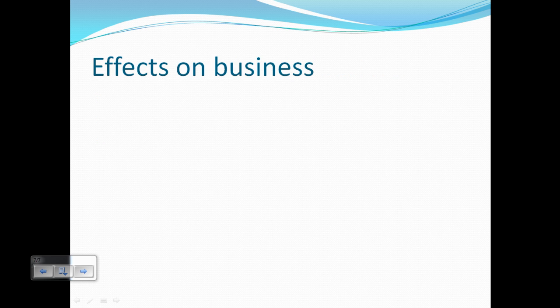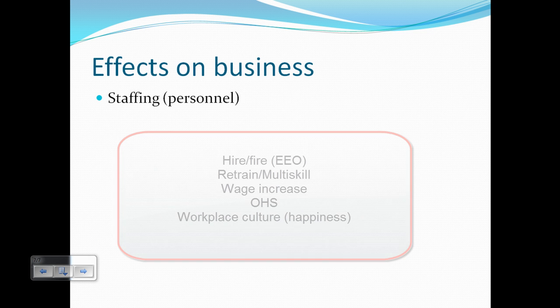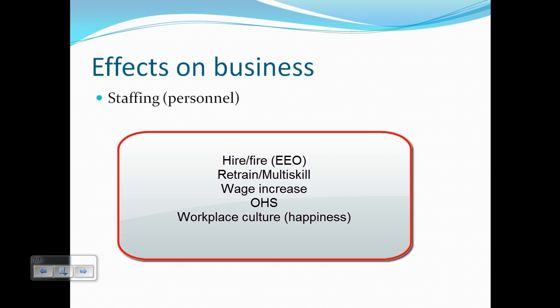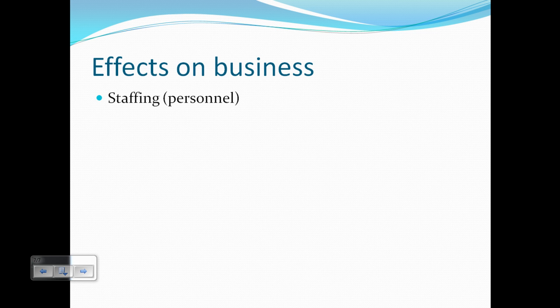So as a recap, it's important to remember the effects on business of these points. Firstly, there's always an effect on staffing. If you're going to mechanize, automate, bring in mass production, you're generally going to have to either fire existing staff, make them redundant. You may have to hire new staff, which means you have to worry about things like equal employment opportunities. You then may have to retrain or multi-skill existing staff as well.